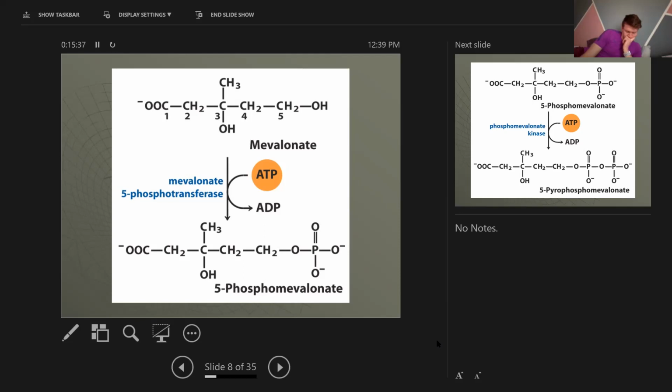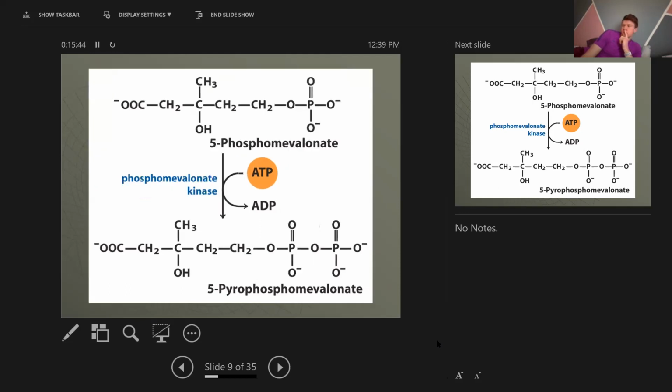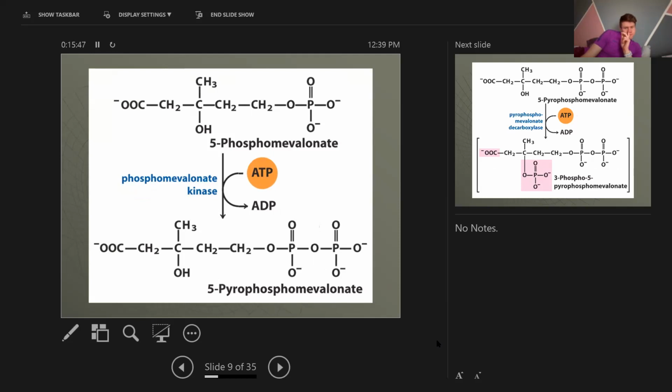And you get essentially 5-pyrophosphomevalonate. So you have 5-phosphomevalonate and 5-pyrophosphomevalonate. So these two enzymes, and interestingly, mevalonate kinase in humans is a peroxisomal enzyme, strangely enough. Both of these enzymes, mevalonate kinase and phosphomevalonate kinase, are peroxisomal enzymes, which is a little weird.